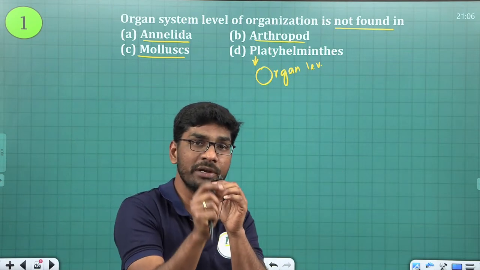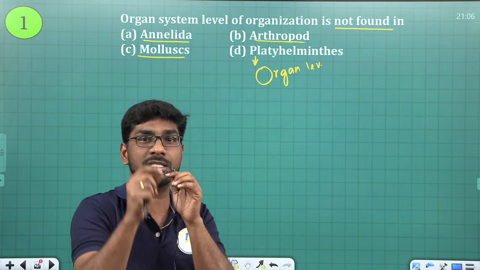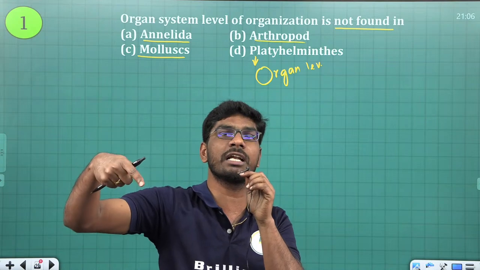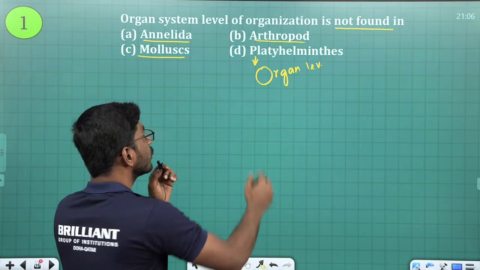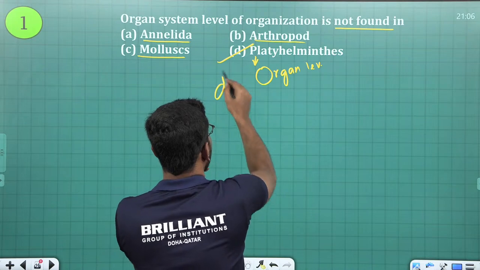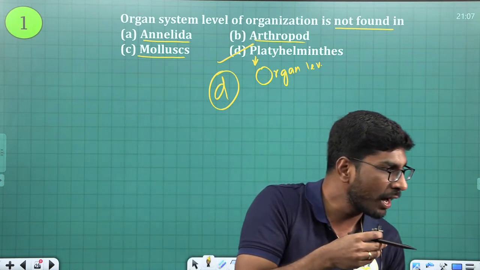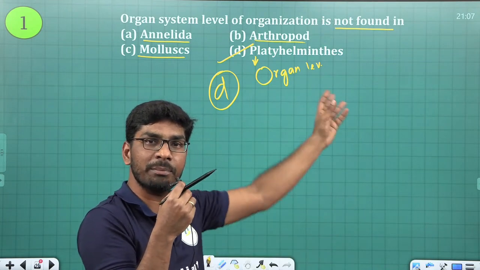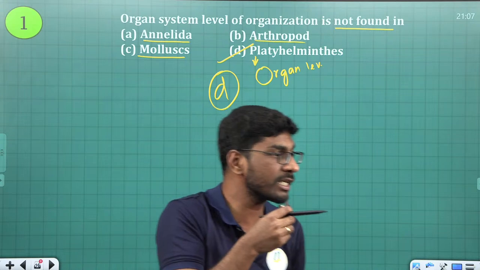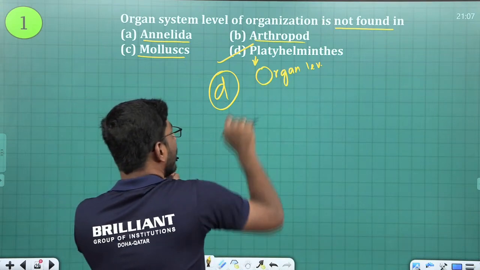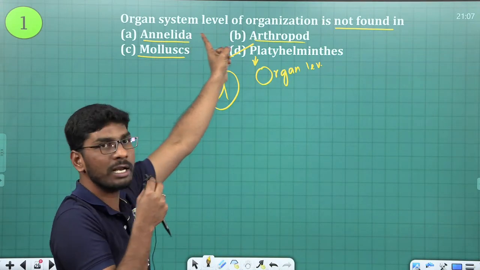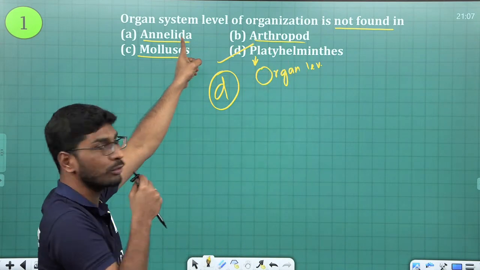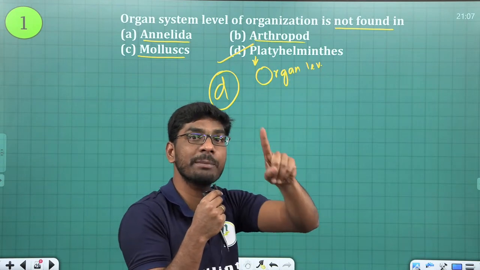If you recall, in Platyhelminthes, flame cells also, we discussed the same point, and I clearly mentioned Platyhelminthes shows organ level of organization, not organ system level. So which of the following is not showing? The answer is Platyhelminthes. Flame cells, for what purpose? Flame cells are specialized cells in Platyhelminthes for excretion and, I said, osmoregulation. In Mollusca, Arthropoda and Annelida, we discussed the segmented body and dorsal heart. Annelida has closed type of circulation, and Arthropoda has open type of circulation, I said.